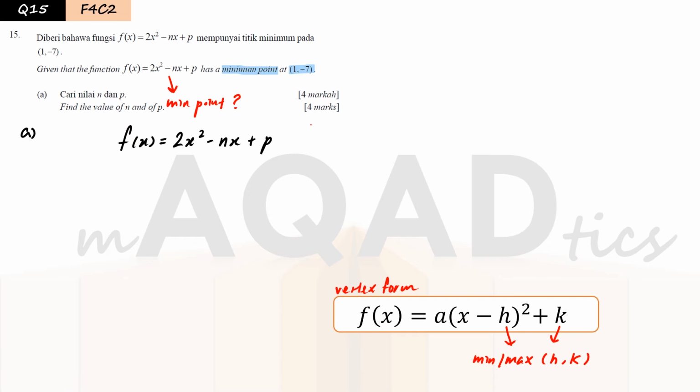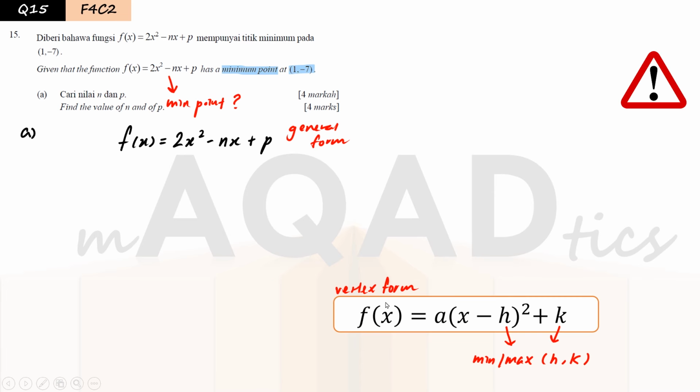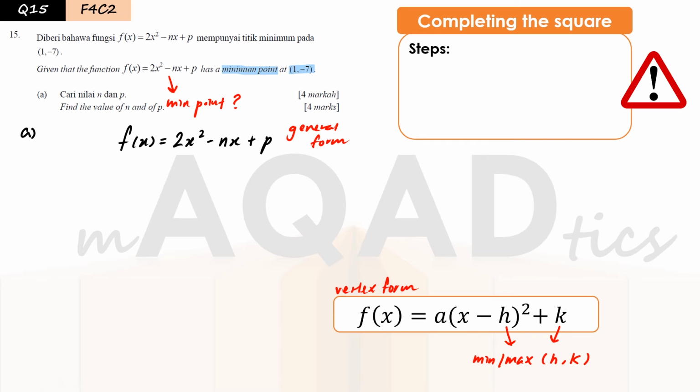Okay, so this form has a name. It's called the general form. Alright, general form of the quadratic function here. How do we change it to vertex form? So we need to use the completing the square method. Alright, so we need to use the completing the square method in this general form to transform it into the vertex format. Right, and we need to follow these 3 steps.